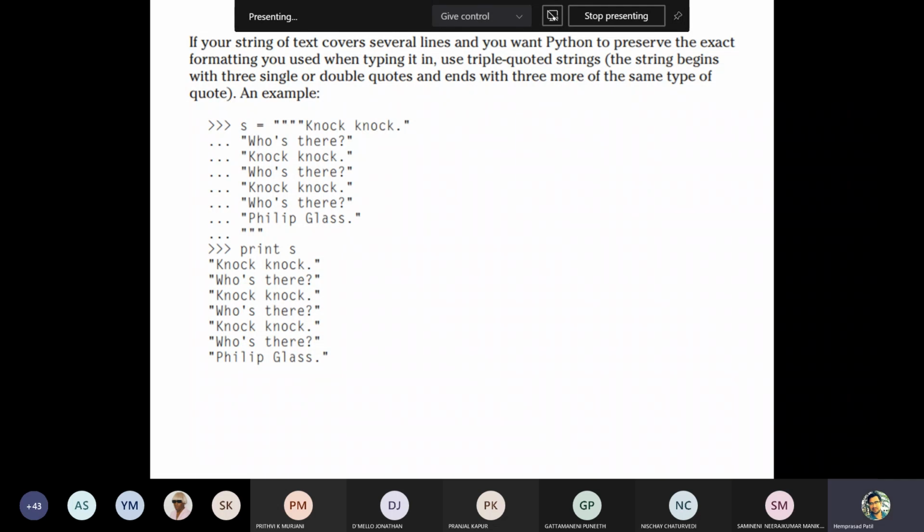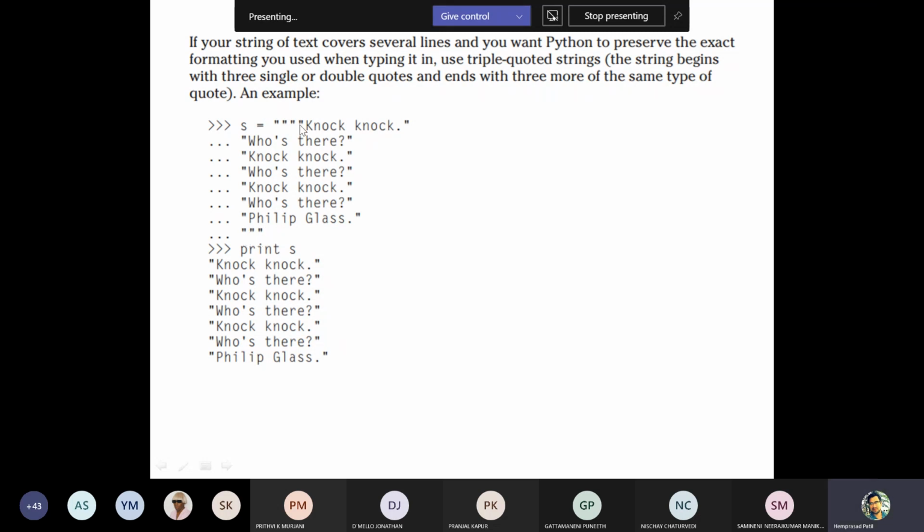Then, if your string text covers several lines, and if you want to retain the formatting, preserve the exact formatting you use while typing it in, then use triple quoted strings. So this is a triple quoted string. This is the beginning of the string, and these triple quotes mean preserve the format. This triple quote starts from here, and the triple quote ends over here.